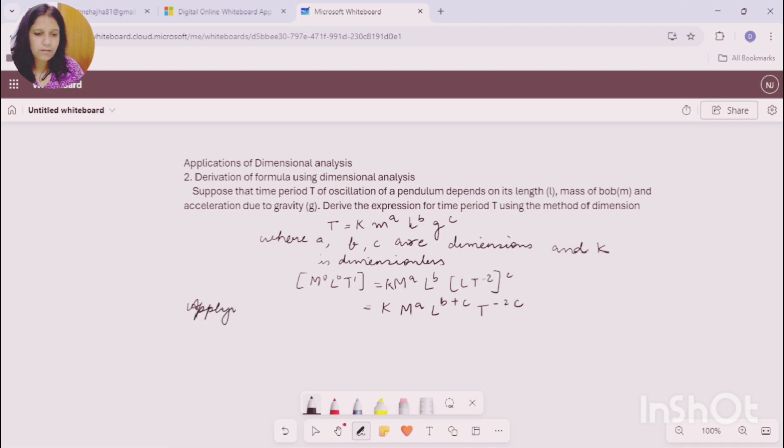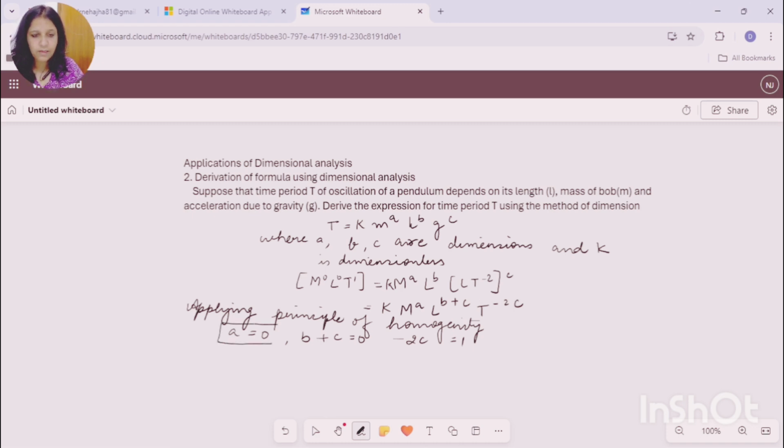Applying principle of homogeneity, क्या करेंगे? पावर्स इक्वेट कर देंगे. A is equal to 0, B plus C is equal to 0 and minus 2C is equal to 1.